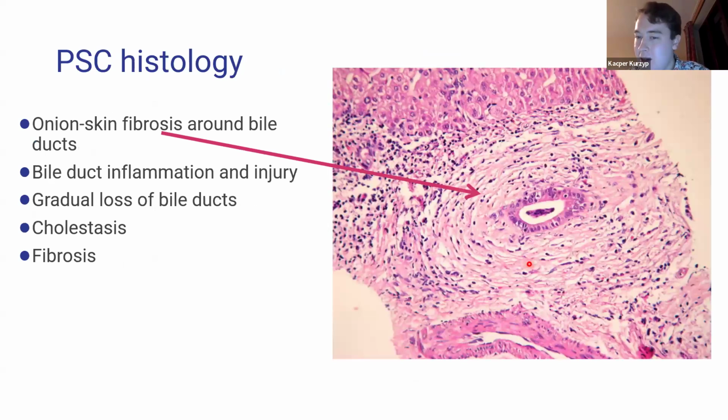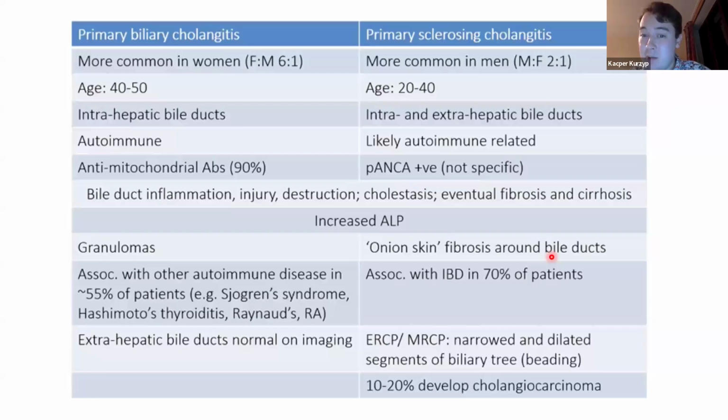And another thing why they like it is the eponym. The onion skin fibrosis means PSC until proven otherwise. I guess it's histology, it just means PSC. And this is a summary table with a bit more detail, but hopefully it is consistent with what I have just said.